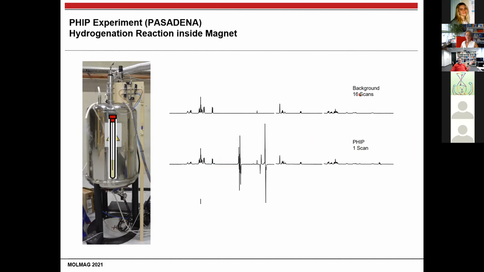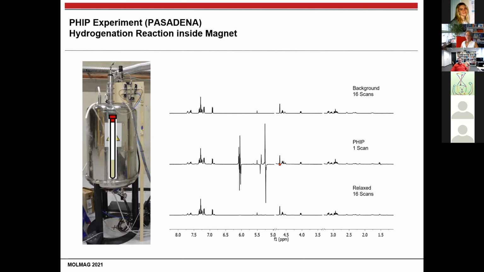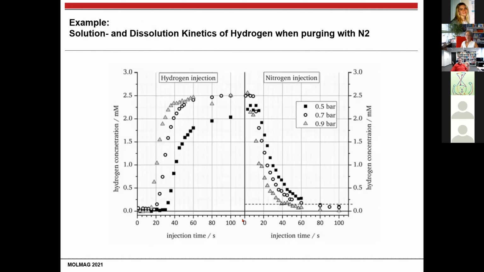So for comparison, this is 16 scans. It's just a single scan with FIP. So you see it's already a strong enhancement. And afterwards, we measure one more the relaxed spectrum to see how much product we have formed. And in the relaxed spectrum, you see basically nothing here. So only a very tiny amount of the substrate was consumed during the hydrogenation reaction, which occurs here. And this is just to show you a bit how good the reproducibility of our setup is. We have better than 1 or 2% reproducibility. So we really can use this, for example, for measuring kinetic curves. In this case, it was just a simple experiment to look at the dissolution kinetics of the hydrogen inside of the solvents.